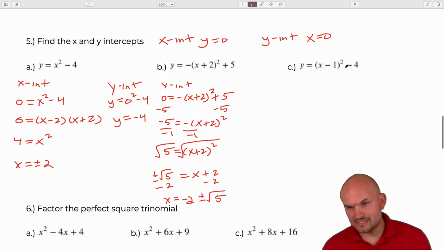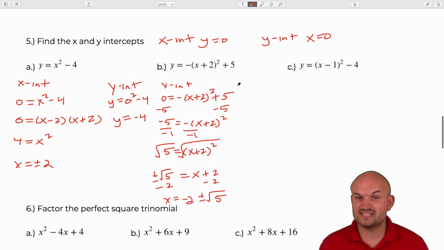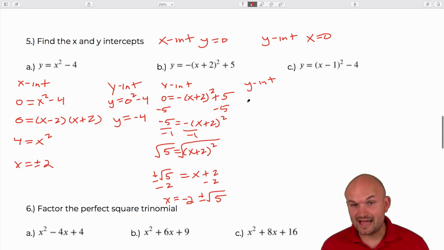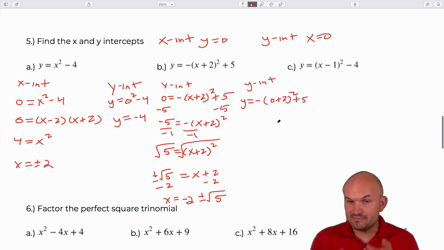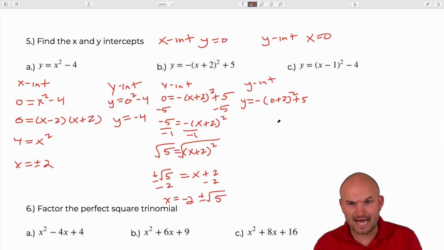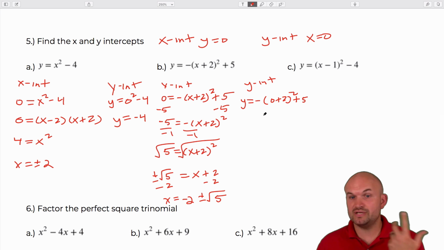All right, and in the last one, let's go and find the y-intercept. Now the y-intercept, when we evaluate here, again, we want to make sure we follow order of operations. So we have 0 plus 2 squared plus 5. Now we're evaluating, so we want to work from inside out. So now 0 plus 2 is 2.